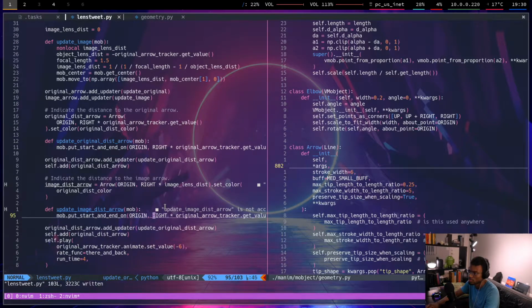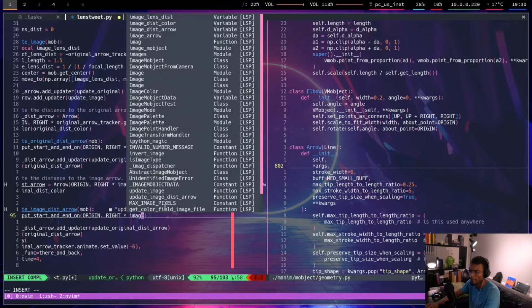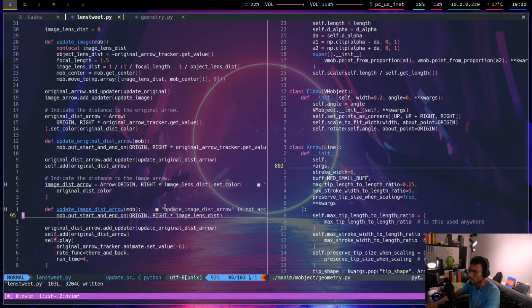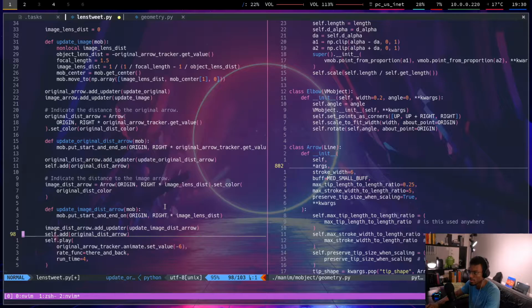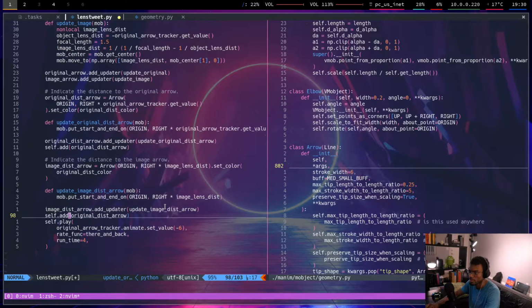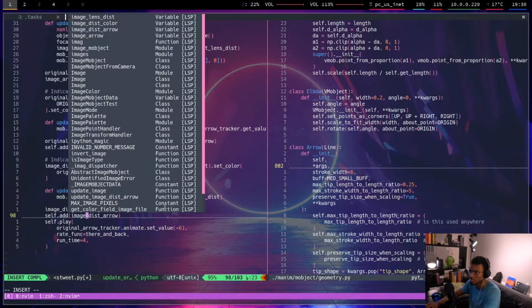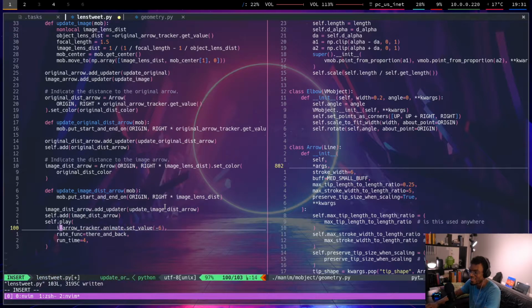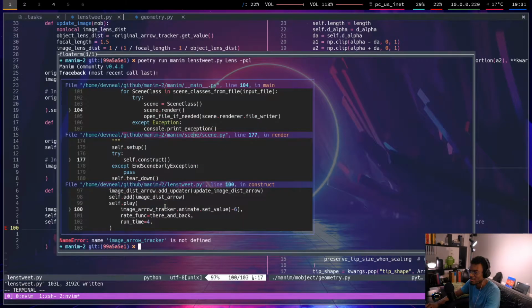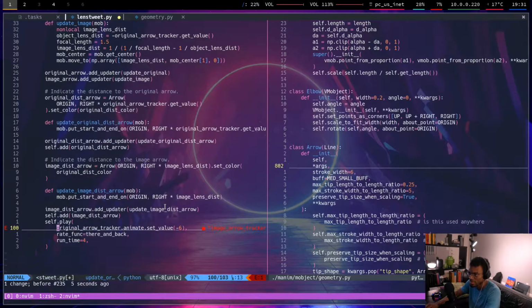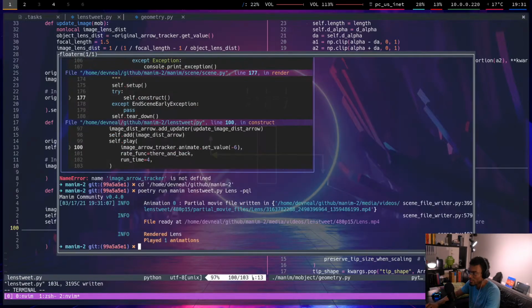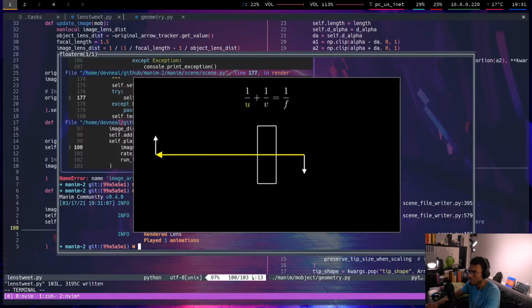Yeah. Then this will be right times image lens dist. Original dist arrow, image dist arrow, add updater. Wait, that's nonlocal, so the same as global. I don't know. Probably not. Wait, oh wait, I wasn't supposed to update that. I think it worked.